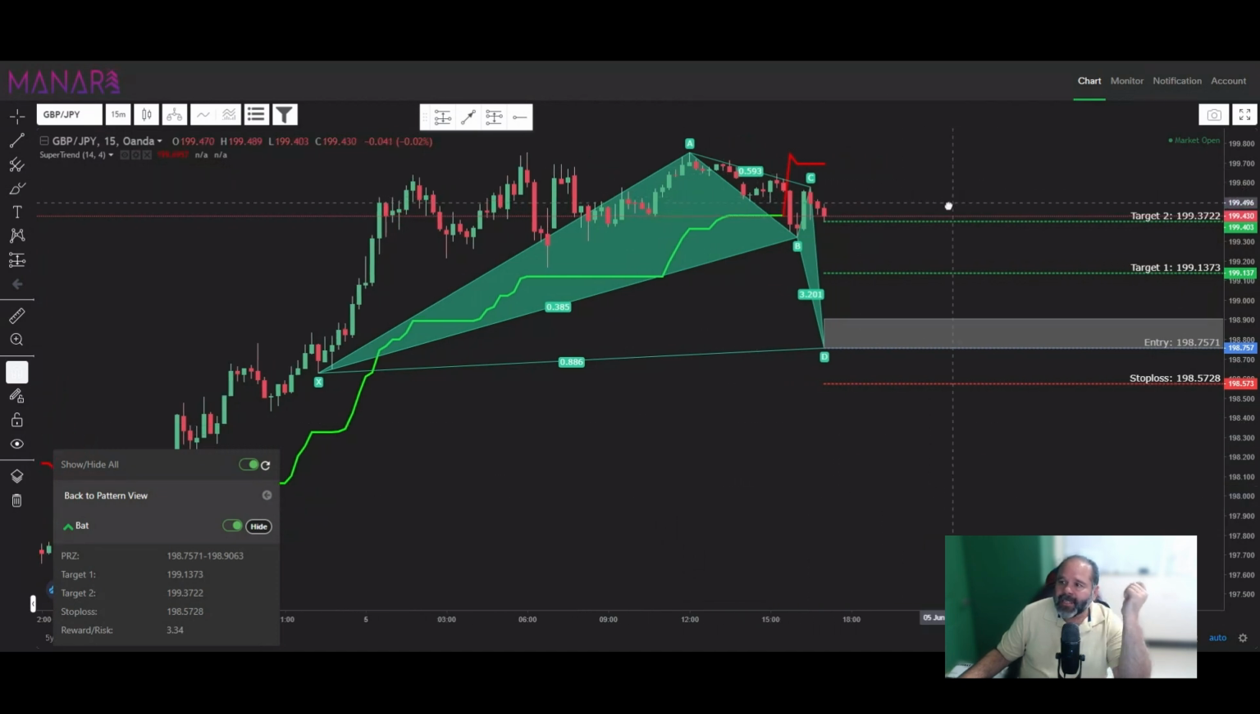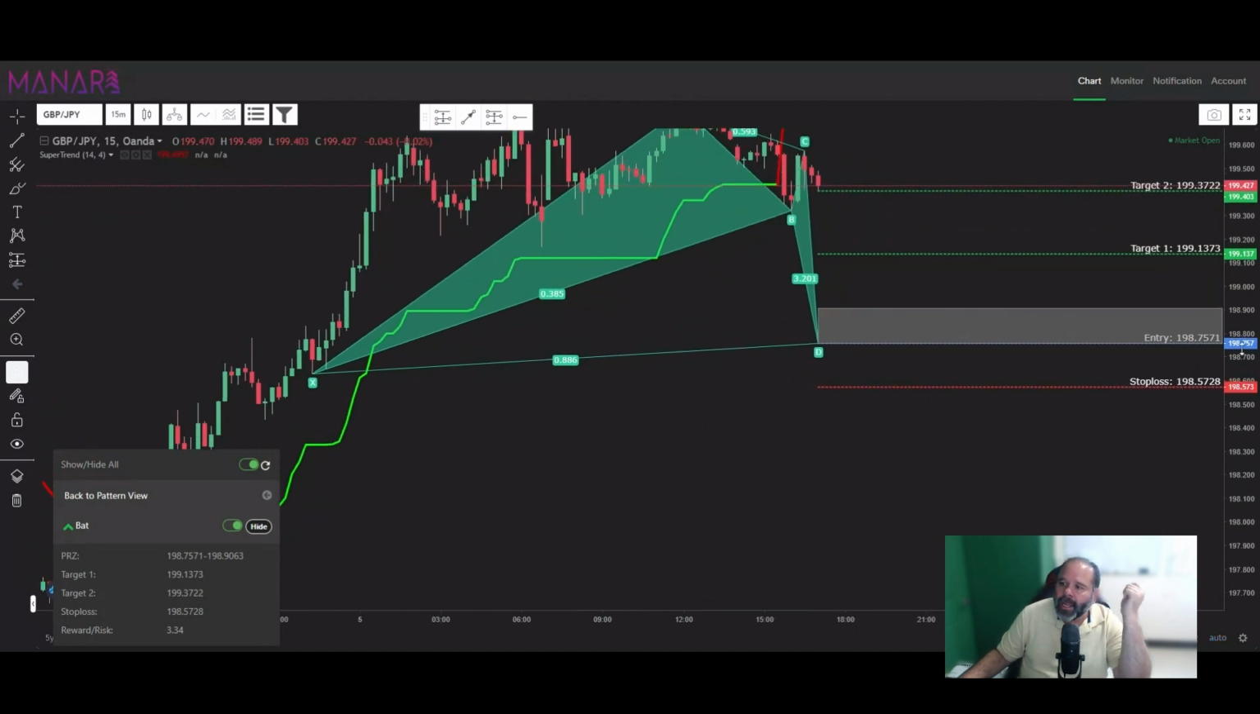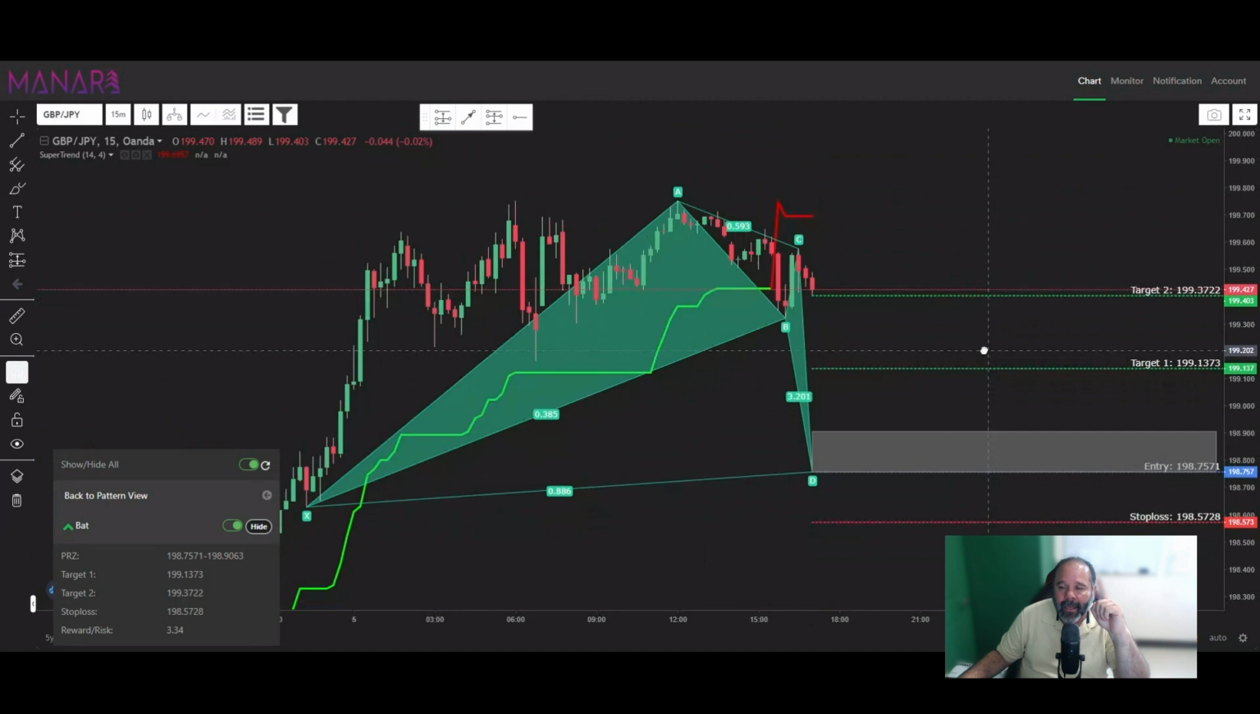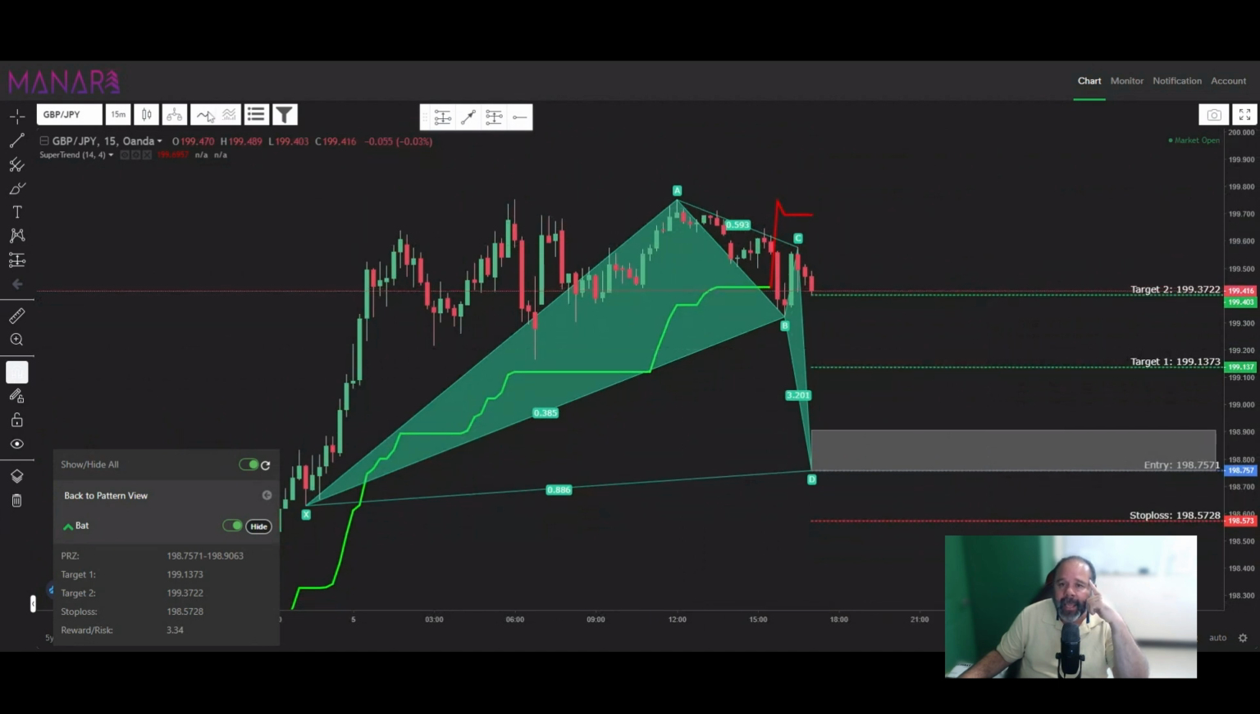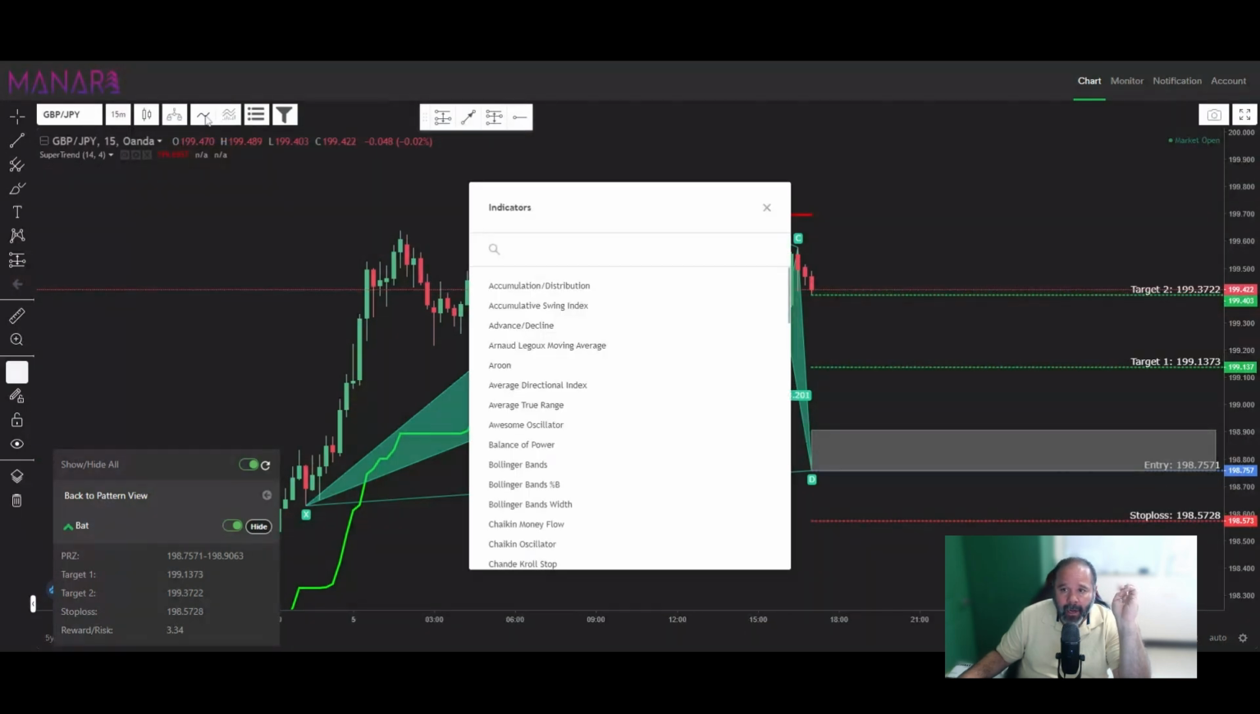So this is a notification, and we are only going to install one indicator, just one. On the top left side, count four icons from right to left. 1, 2, 3, 4, right here. This is the indicators tab. Click on it.